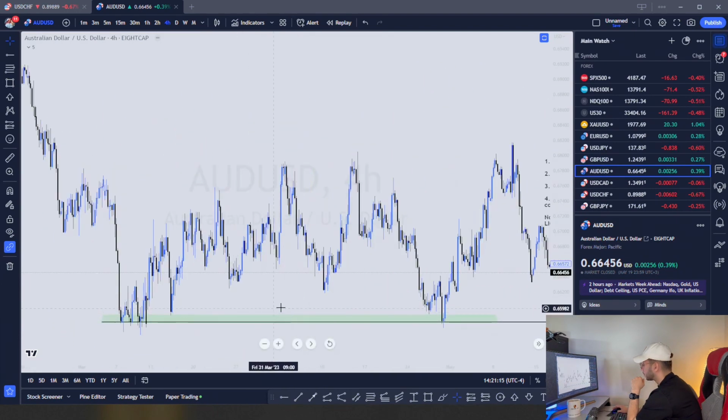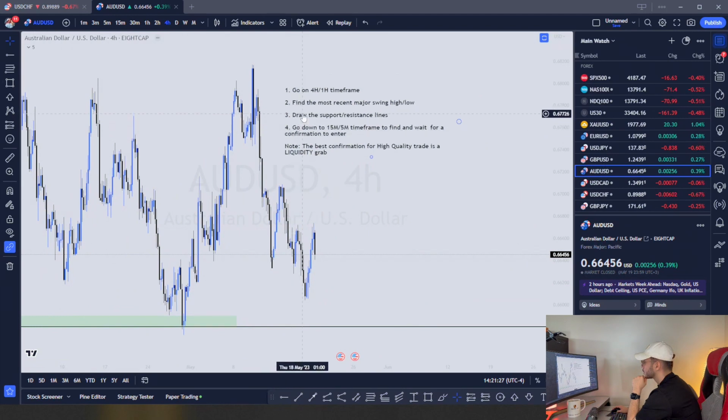It's not a high probability demand zone, but this support line is definitely a very strong support. So even if you have the support drawn, that's good enough for you. Now we switch down to, what's the next step? We switch down to the 15-minute time frame.